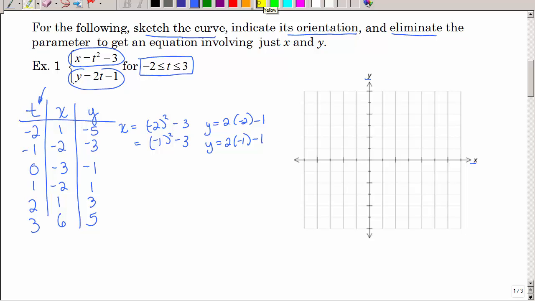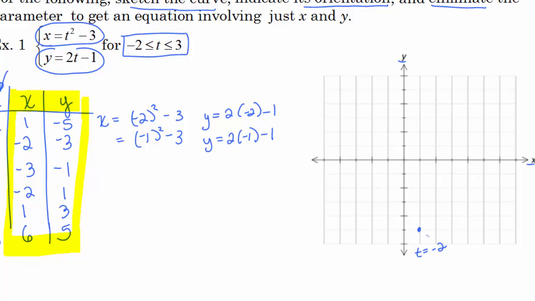Now it's time to plot these points on our xy coordinate system. Alright, so we're going to plot 1, -5 just like you've done forever. And this is when t equals -2. I'm doing that so I know the orientation, since the lowest value of t is -2. Then I'm going to plot the next point. And again, this is when t is -1.